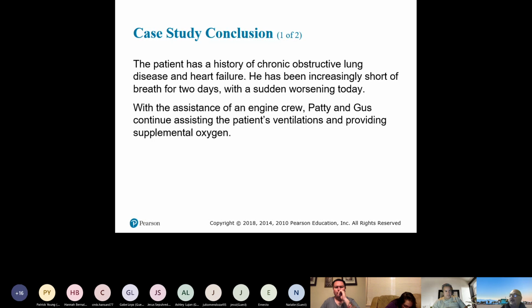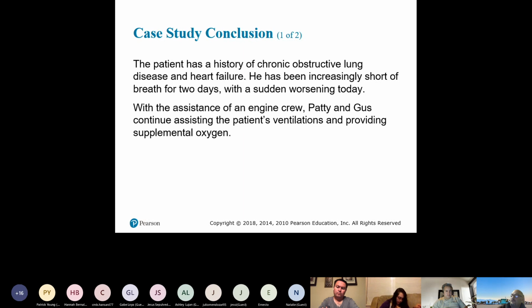So to finish it off, the patient has a history of chronic obstructive lung disease, or COPD, and heart failure. This sucks. He has been increasingly short of breath for 2 days now, worsening today. So he might have fluid buildup in his lungs because of that congestive heart failure, or CHF.